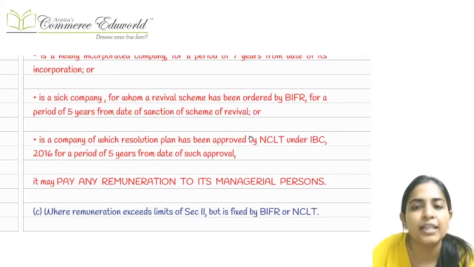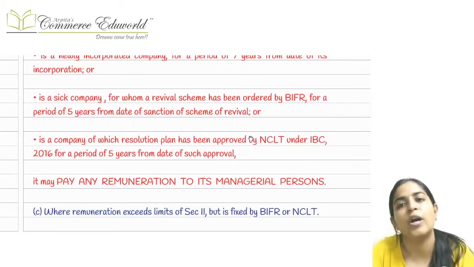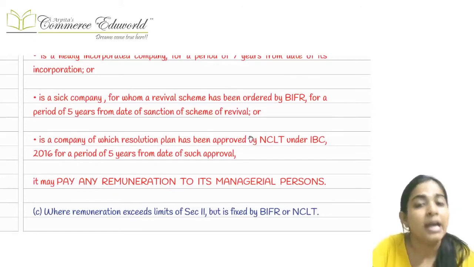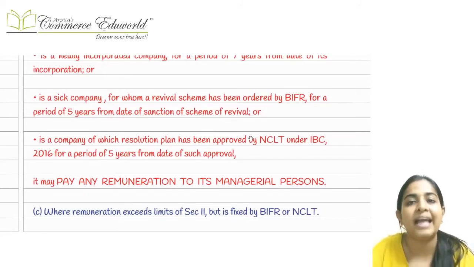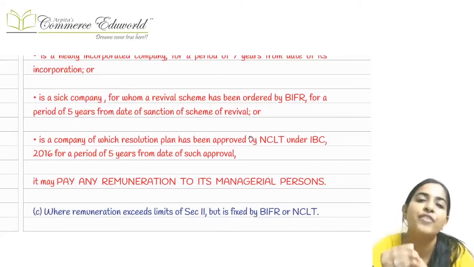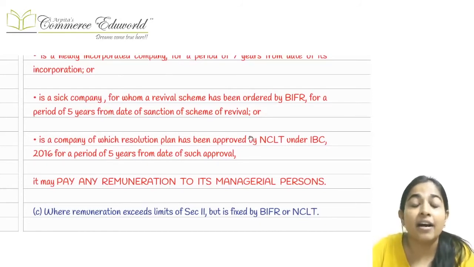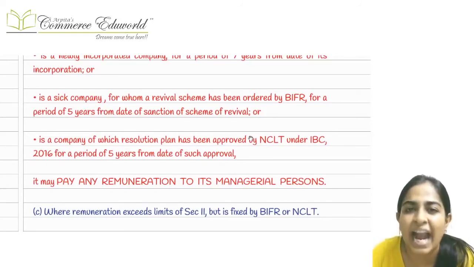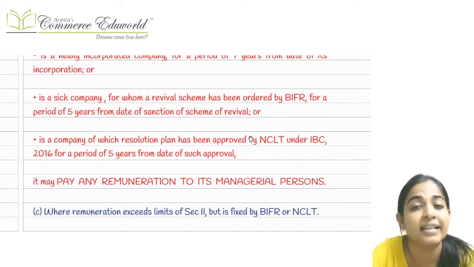First of all, if the company is a newly incorporated company, then for a period of 7 years, obviously if the company is into losses, it can pay any amount more than the limits, even without passing a SR. Or if it is a sick company and the BIFR has just approved the revival scheme, then for a period of 5 years from that day, you can pay any amount of remuneration more than the limits. And the last one, if a resolution plan has been approved by the NCLT under IBC, then from the date of approval for a period of 5 years, you can pay any amount without passing the special resolution.